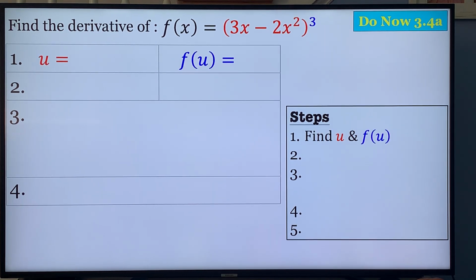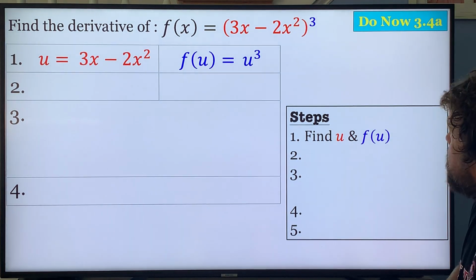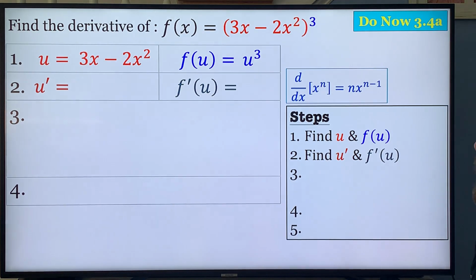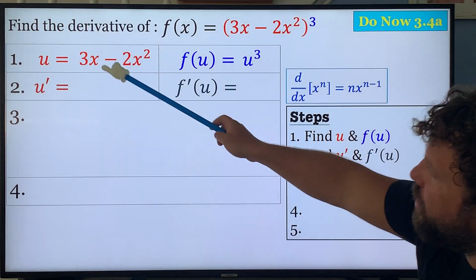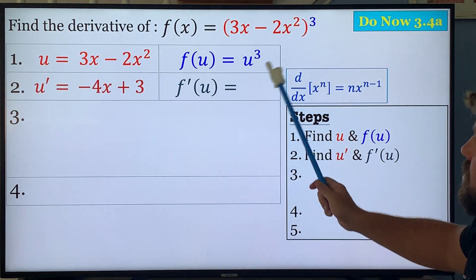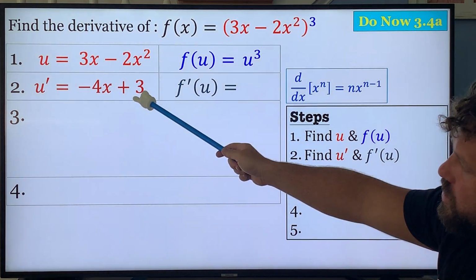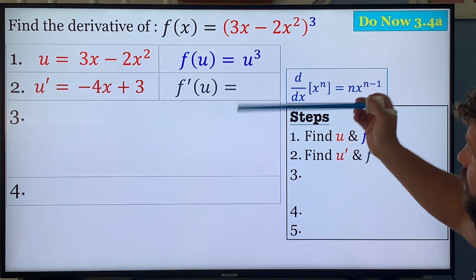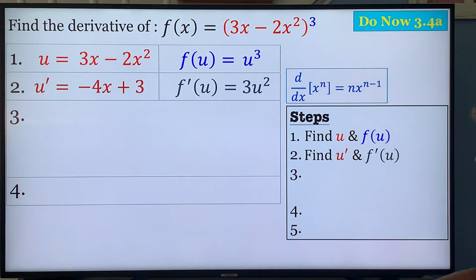So u and f of u. This is just solving using the regular chain method. Your u is 3x minus 2x squared. F of u is u to the third. So this should have been done on Canvas. 2. Find u prime and f prime of u. U prime, 3 minus 4x, or negative 4x plus 3. Doesn't matter. I always put the x's first. That's why it's changed. This one, 3u squared.